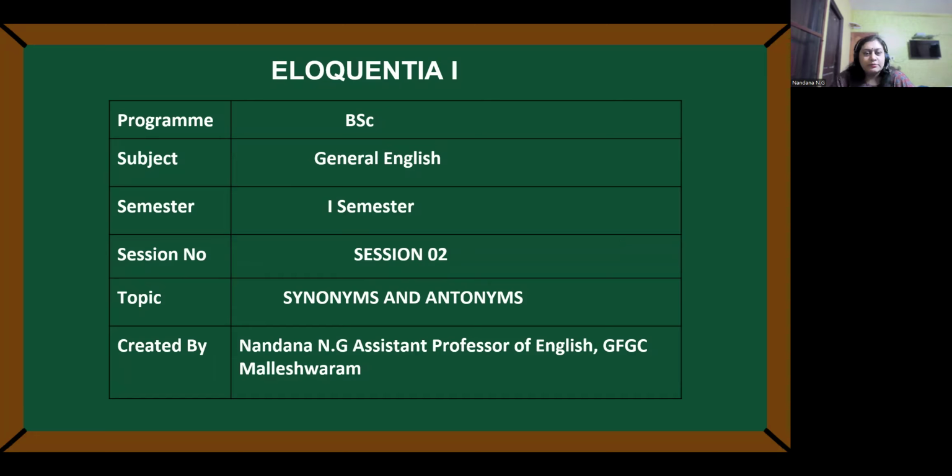Eloquentia is the title of the first semester General English textbook prescribed for the BSc stream by Bengaluru City University. It has a grammar component, also known as the language component. In it, there is a unit titled the vocabulary unit. Synonyms and antonyms are one of the concepts included in that vocabulary unit. I'm Nandana NG, Assistant Professor of English, Government First Grade College, Malleshwaram, Bengaluru.